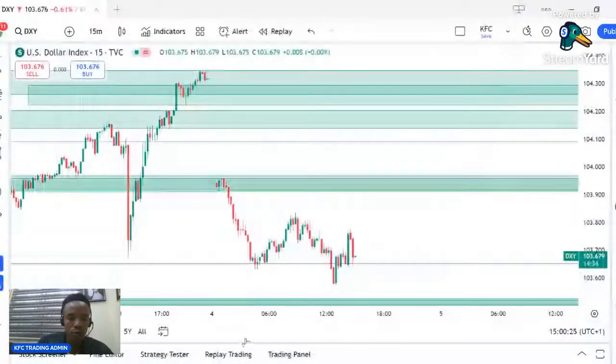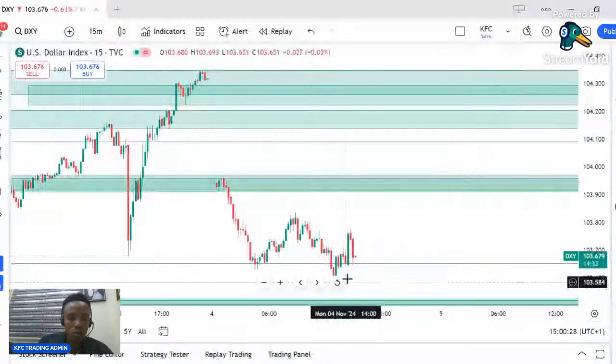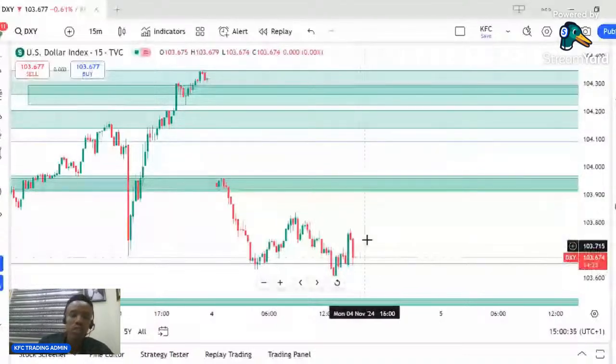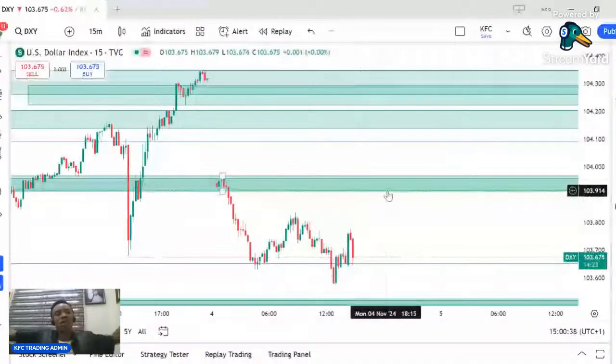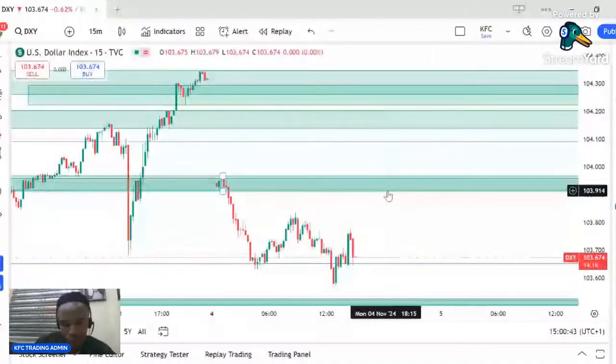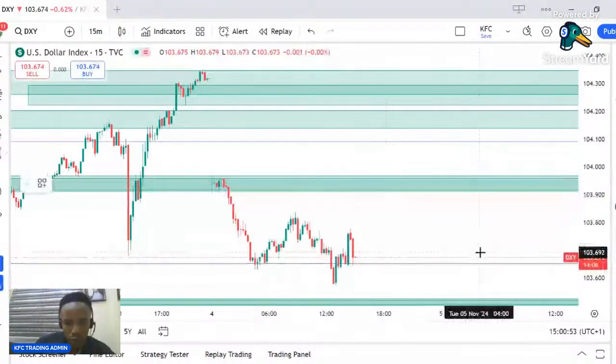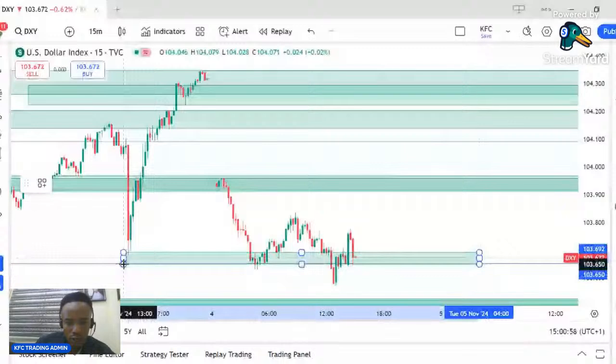Okay, if you look now, look at what DXY is trying to show us. You can see I told you DXY was going to come and give a retest before it goes bullish. That's what it's doing right now. For those of you that are very conversant with smart money, what do we call this now? This is breaker.